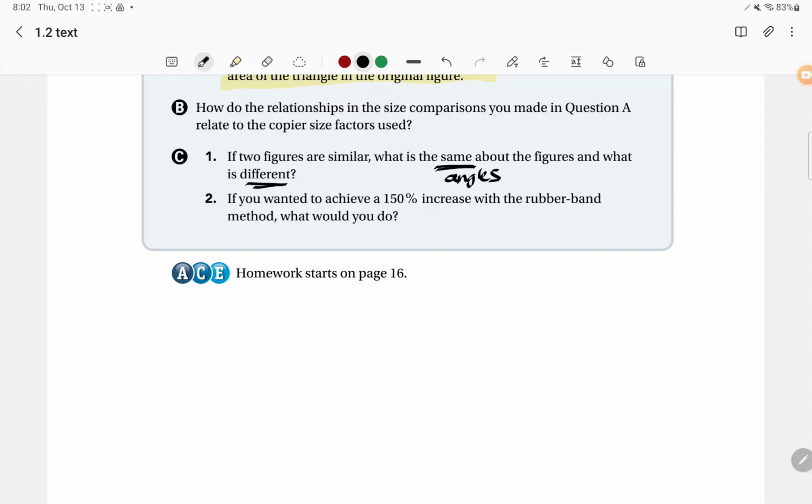Number 2, if you wanted to achieve a 150% increase with the rubber band method, what would you do? So this is kind of fun. You can try this at home. You're going to need 3 rubber bands. So rubber band 1, rubber band 2, rubber band 3. And they're all connected, so I'm going to put my little knots here, right? So if you want a 150% increase, you are going to use that knot right there to trace your original figure.